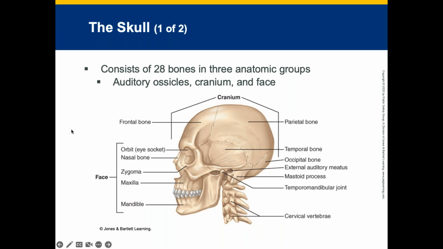Right? In the face, we also have the nasal bone, right? Protected by nasal cartilage. The zygoma or zygomatic bone, which is the cheekbone, the maxilla, and the mandible. On the back side, we have the external auditory meatus, the mastoid process, the temporomandibular joint, and the cervical vertebrae located here.